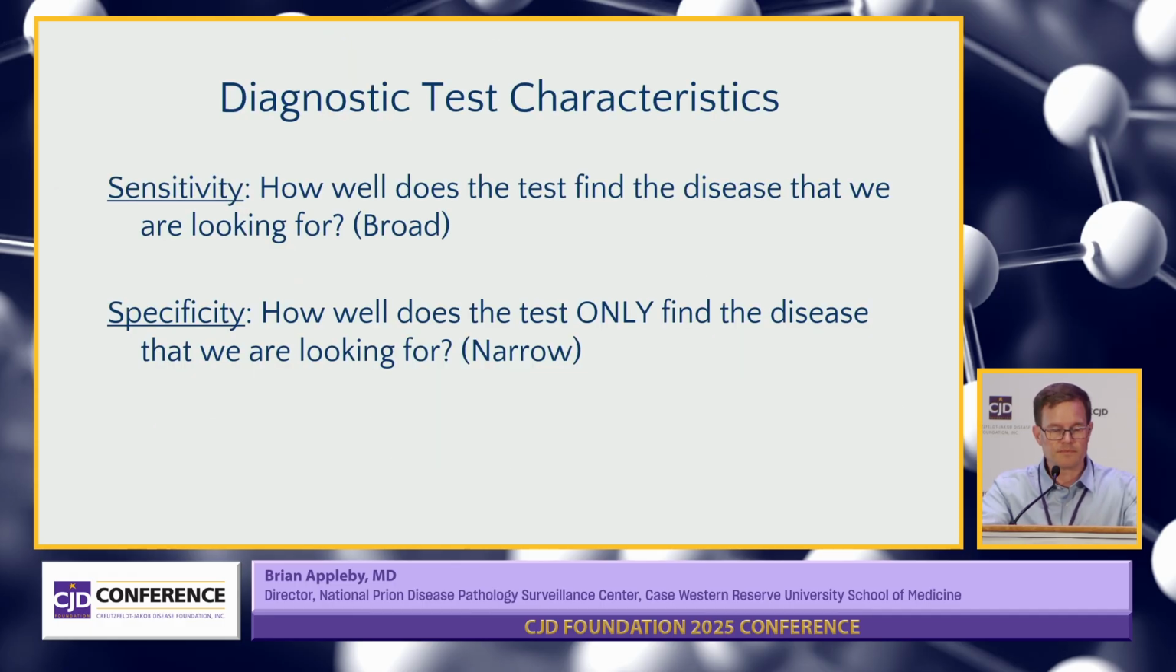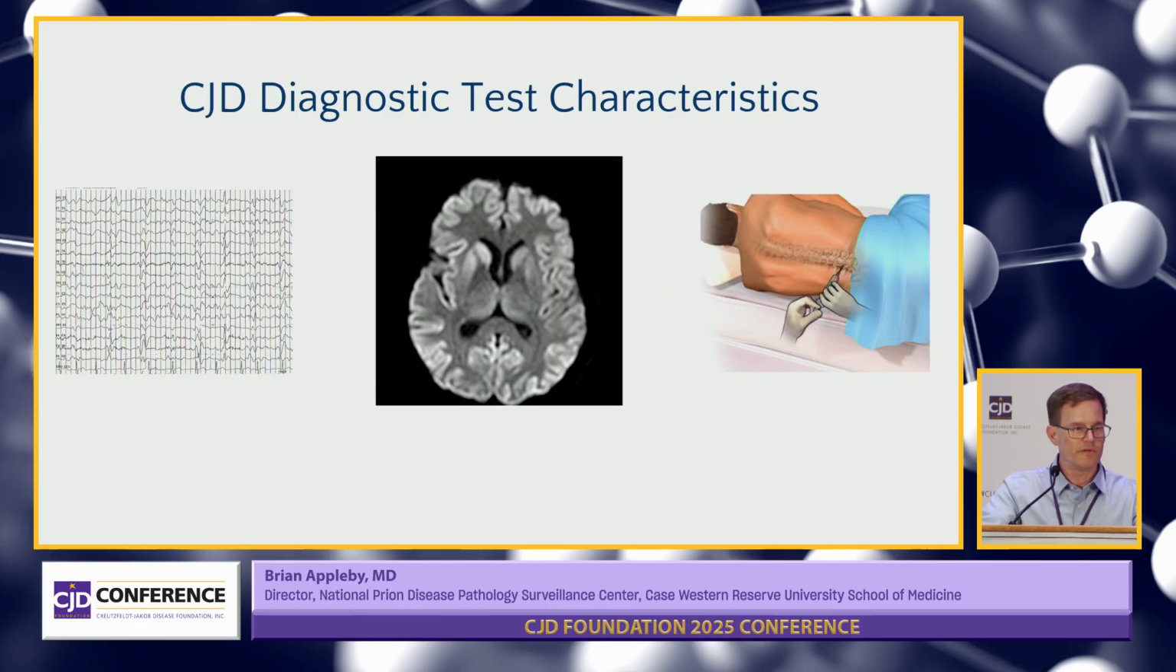So some of the terms that you may hear about over the weekend are things like sensitivity and specificity. In general terms, sensitivity is how well your test finds the disease that you're actually looking for. So it's quite broad and all-inclusive, whereas specificity is how well does the test only find what you're looking for. So it's very narrow or specific. So if we look at these three diagnostic tests, EEG is not very sensitive. It won't be suggestive in most cases, but if you do see it, it's fairly specific. There's not a whole lot of other things that it could be.